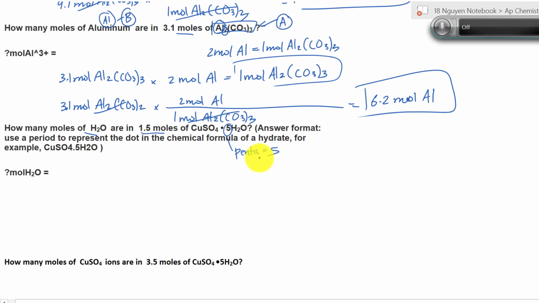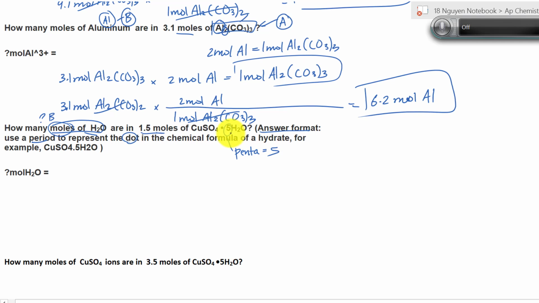So in this case, and for the answer format when you type in the computer, we use a period to represent the dot, which is this one right here. So let's start with this problem. This is our question mark in B, okay? And it's specifically moles of B. And we are given moles of A.